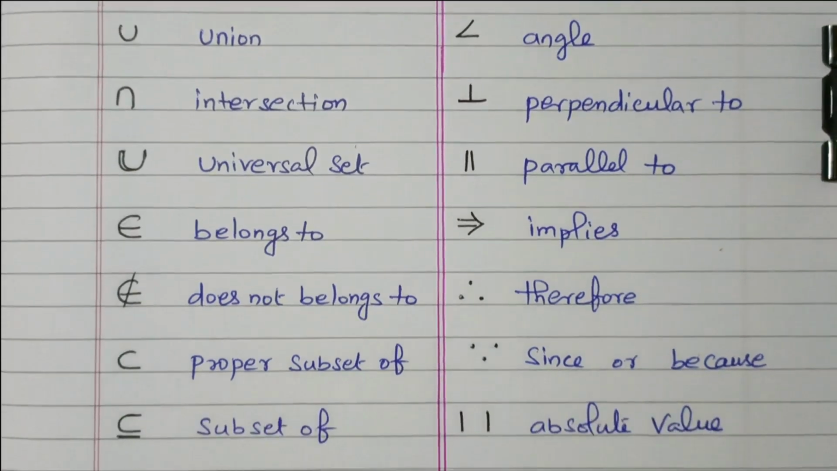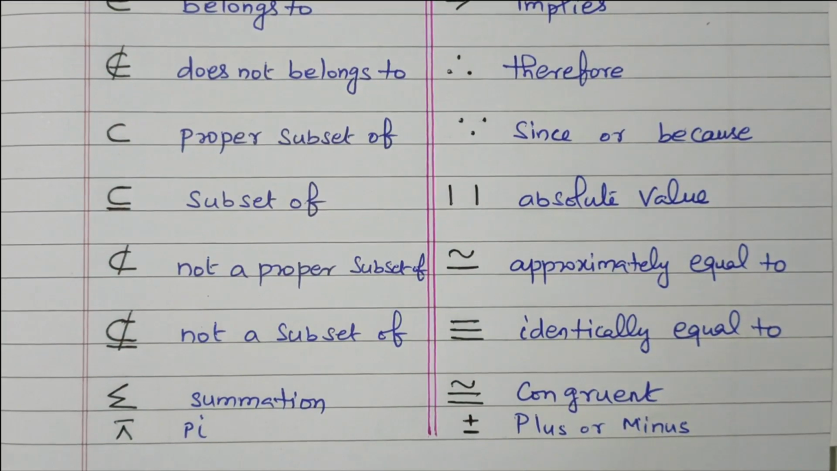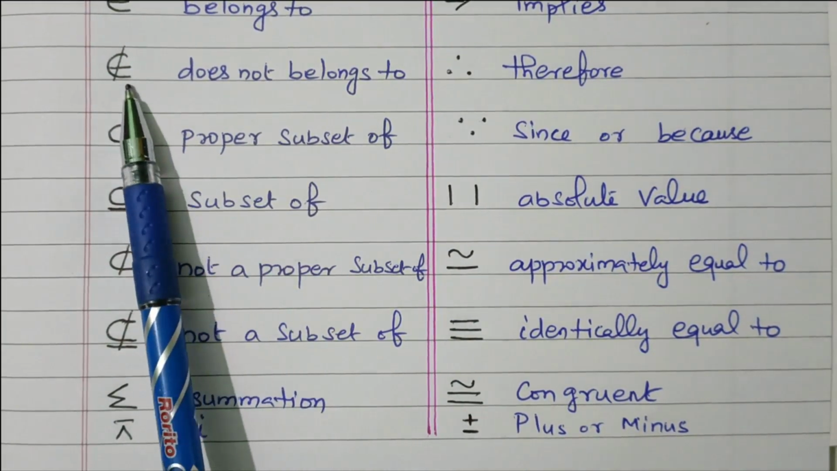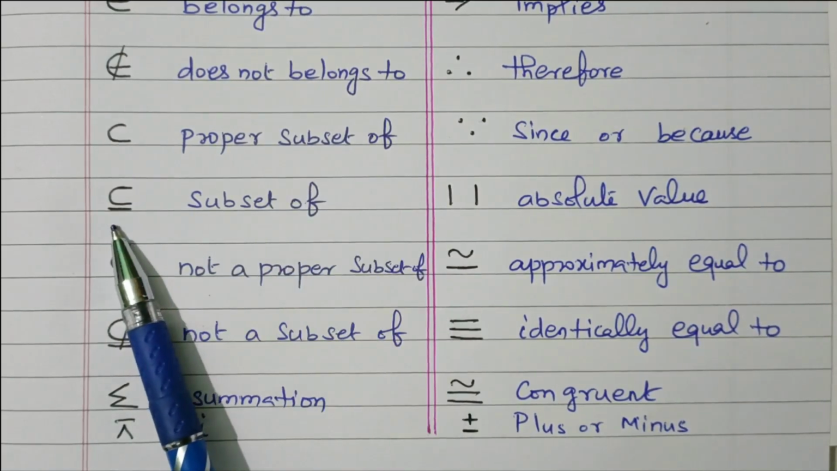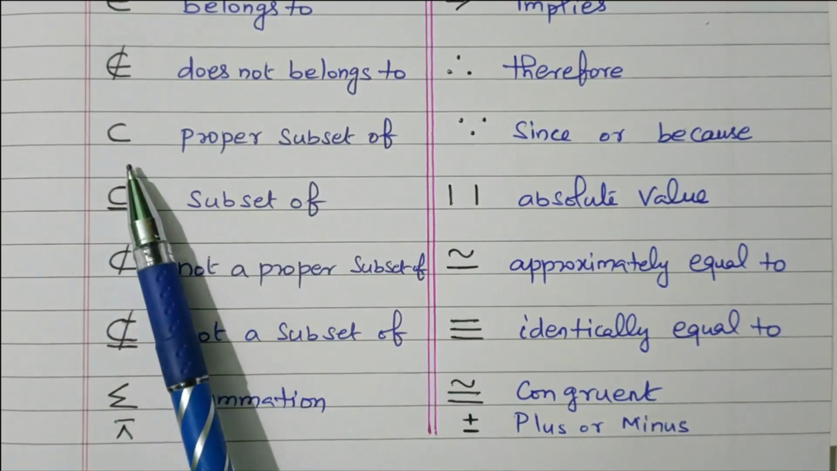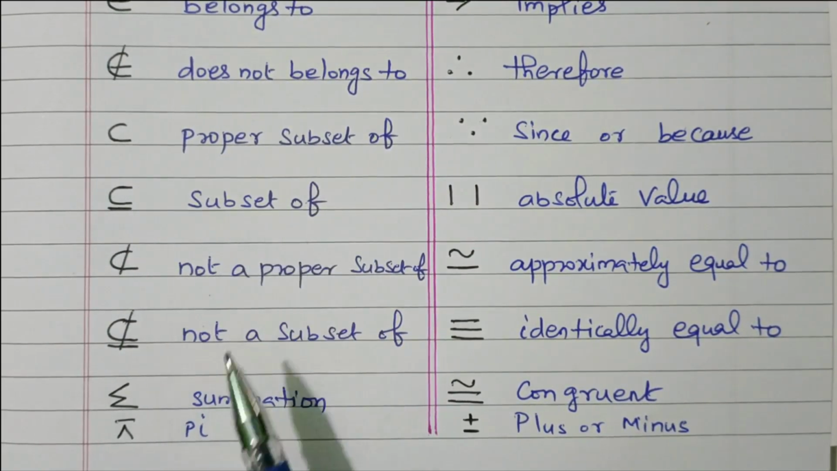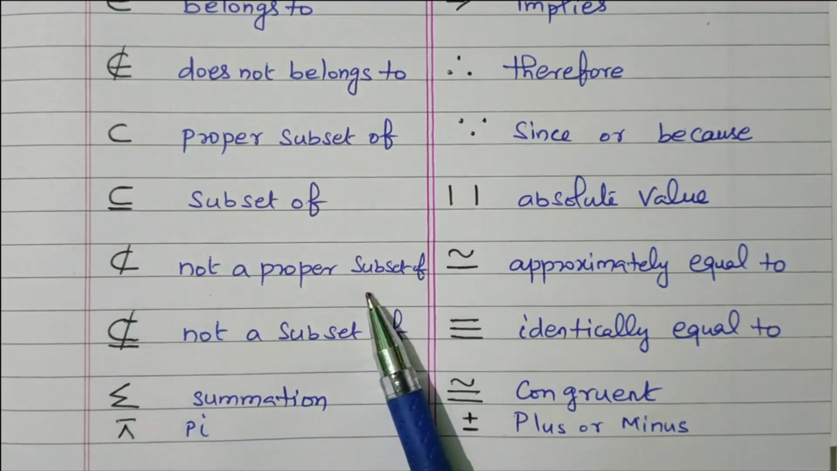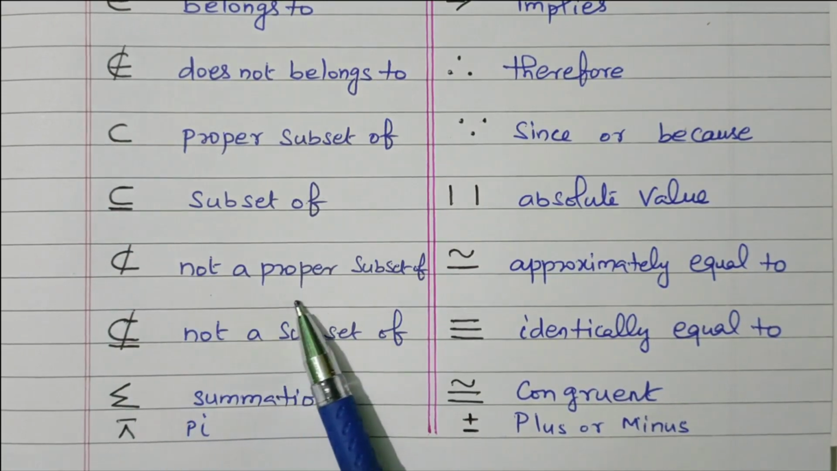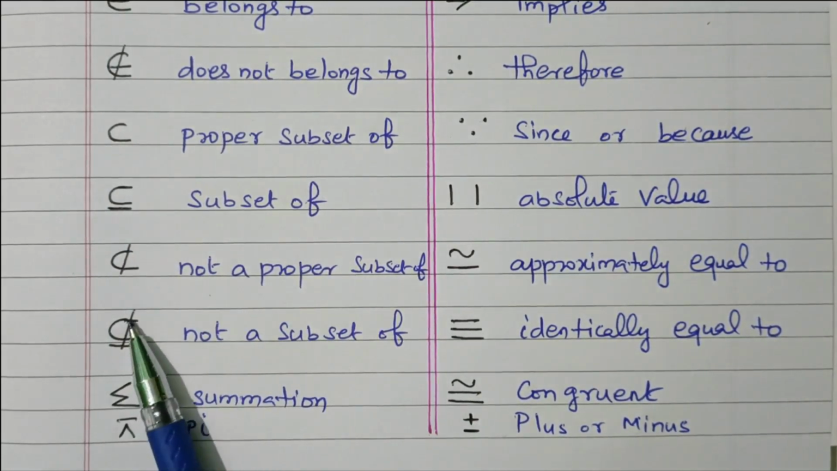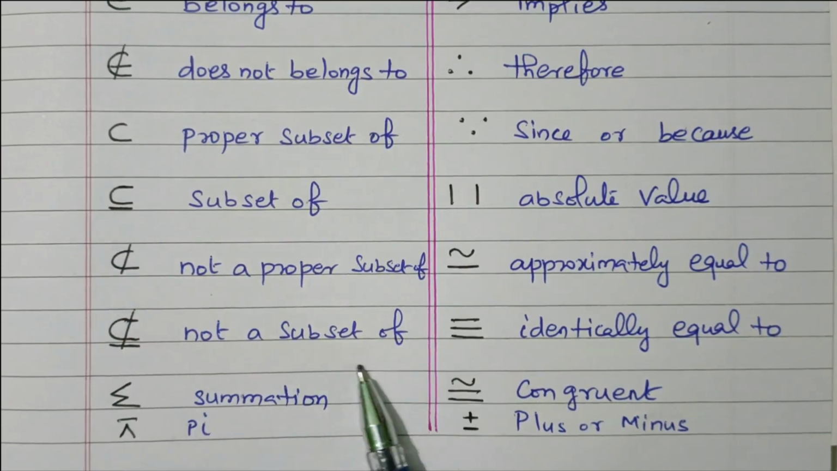Now we'll go for some more symbols available in mathematics. So this is not belongs to, already discussed. Proper subset. If you have one more line, it means subset of, right? This symbol refers to proper subset. The symbol with one line refers to subset of. Then not a proper subset. One cross line means not a proper subset. Similarly, one cross mark means not a subset of.